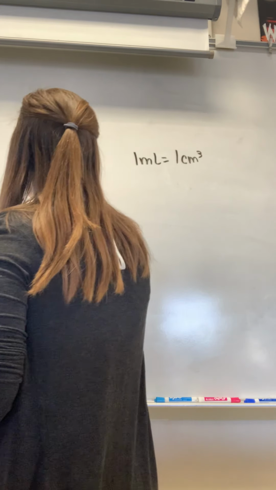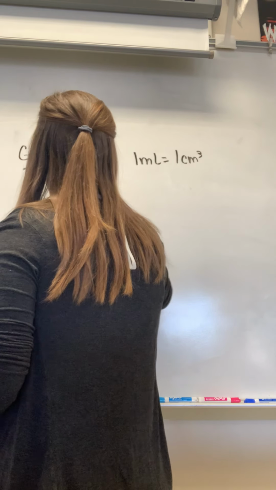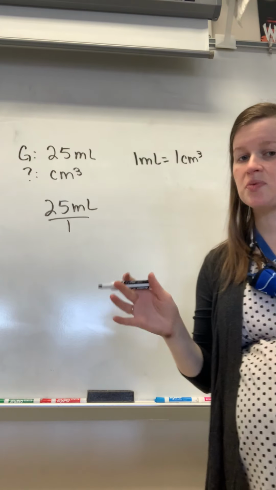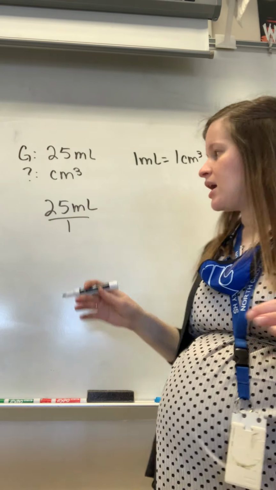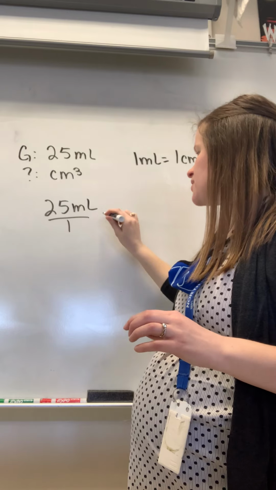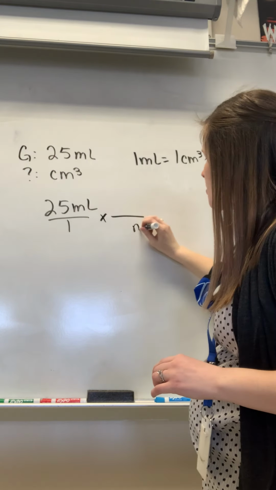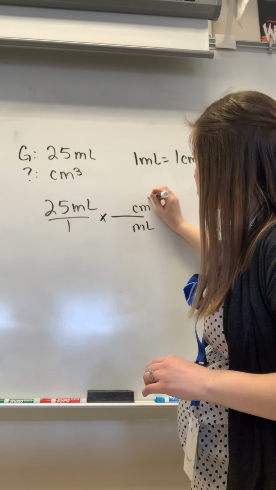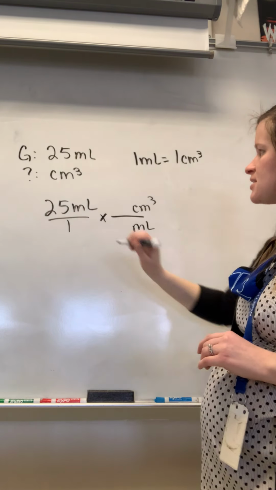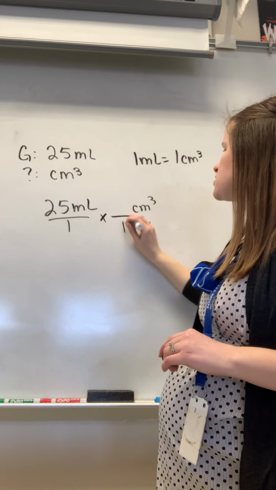I'm gonna start with my given, 25 milliliters. I'm gonna put it over 1. Doesn't change what it is, it's still just 25 milliliters. And then I need to multiply by my conversion factor. Milliliters needs to go on bottom to cancel, and centimeters cubed needs to go on top because that's what I wanna convert to. So that's a 1-to-1 ratio.